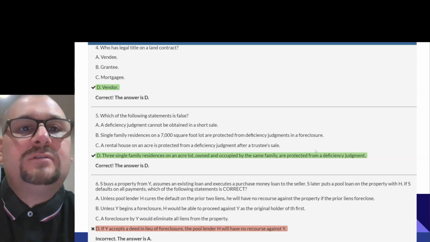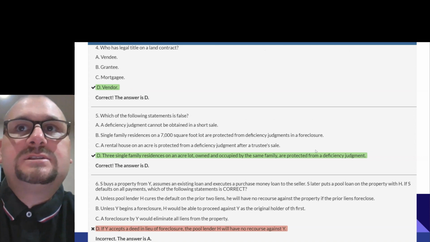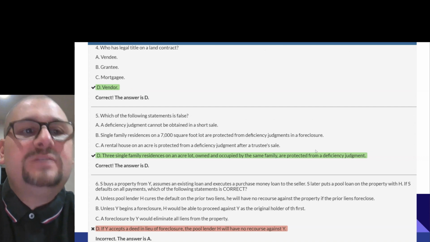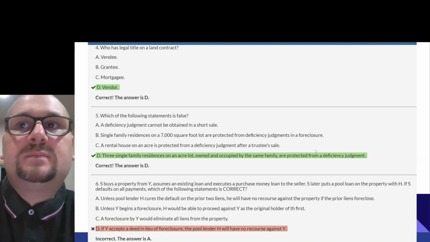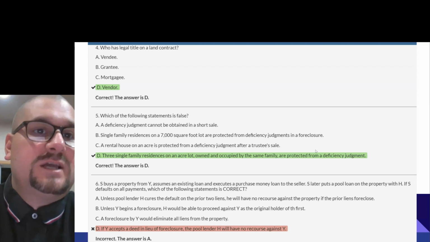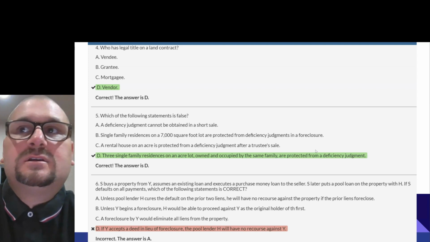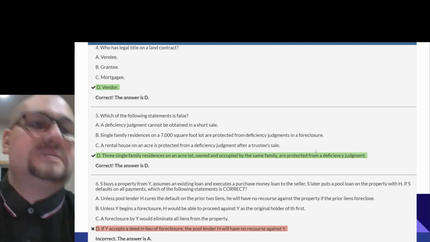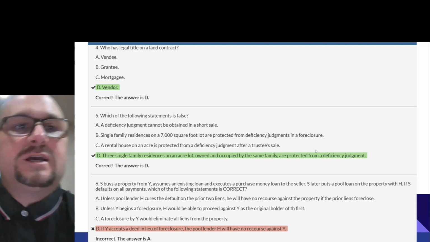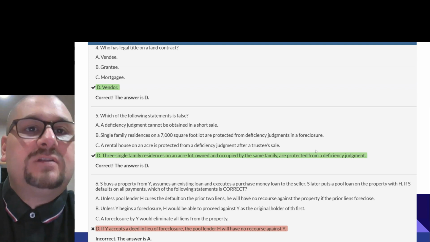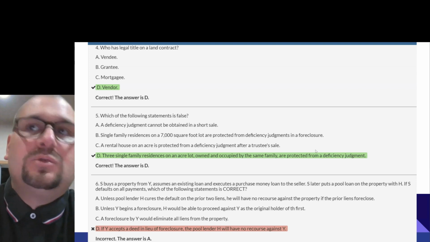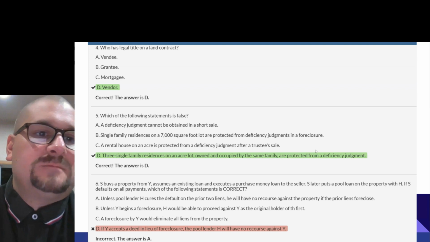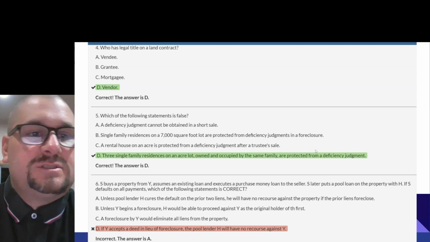Who has legal title on a land contract? Who's got the legal title? It's Delta, vendor. So the vendor, the person who's selling it, has the legal title on a land contract. They're the vendor. They're selling it. The vendee is the person who's receiving the legal title. But the legal title on a land contract remains with the vendor until it's sold. So the vendee, no. Grantee, no. Mortgagee, no.